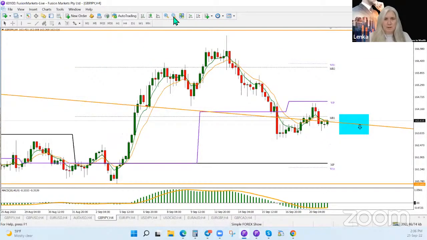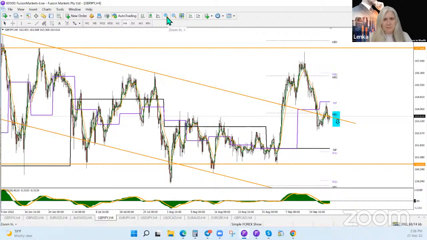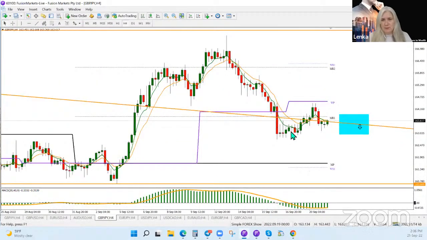On the 4-hourly, this is what it looks like. That took a little bit longer. We had all that price action and it has gone back above that channel. So looking for the price to break below to go short.